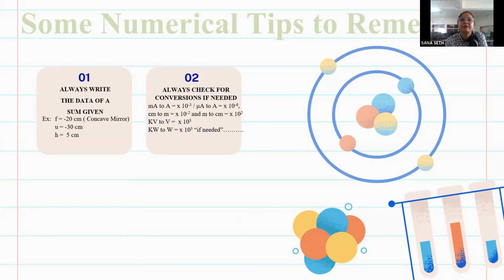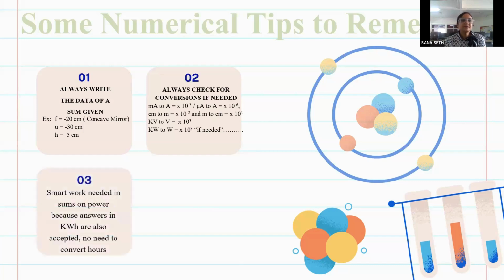Milliampere to ampere, you multiply by 10 to the power minus 3. Microampere, centimeters to meters, kilovolt to volt. See, kilo means 1000, so you convert that way. And kilowatts to watts and so on. Smart work is needed in sums on power. This is one thing that I really wanted to stress on.